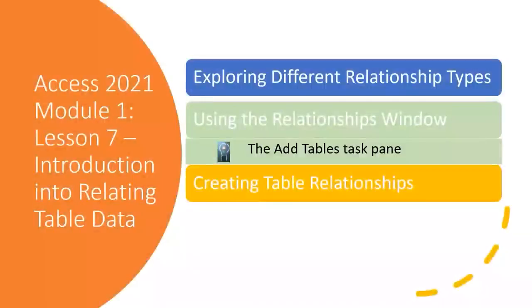When we toured the Northwind database, we did look at how the tables in that database were related to each other by using the relationship window. In this lesson, we're going to start by exploring different relationship types that are supported in Microsoft Access. We will be using the relationships window. Depending on your prior version of Access, the Add Tables task pane could be a new feature for you. And then we're going to actually create table relationships for the database that we created.